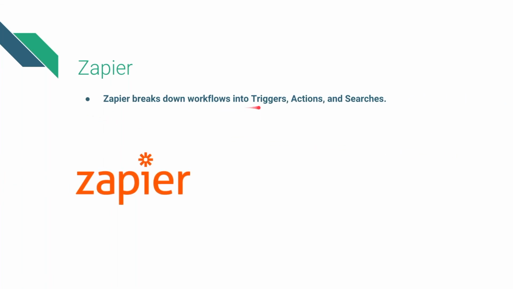So Zapier breaks down flows into three components: triggers, actions, and searches. And I'll be honest, triggers, actions, and searches are the crux of what my business is built on. And when you think of a trigger, think of a listener. So I have an employee who listens for this item to come down the conveyor belt, and they know if it's a blue item, I should put a red sticker on it. That would be considered a trigger.